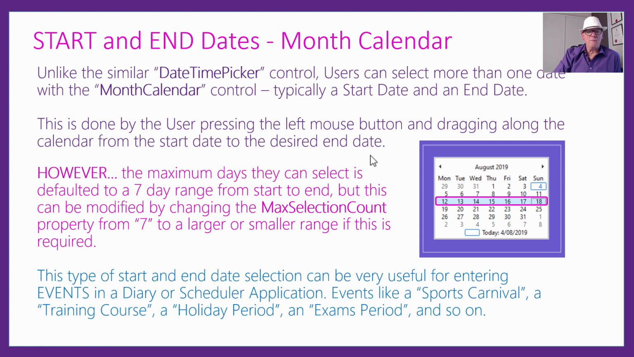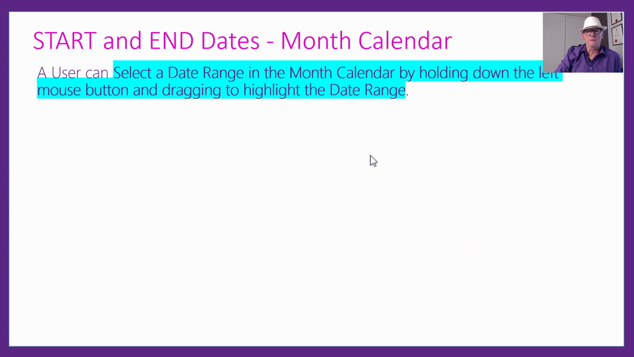All right, so this type of start and end date selection is useful for, like, if they want to enter events in a diary, so say a holiday period, or maybe when a long weekend holiday period is. Students might want to enter the exams period of when all of their exams are occurring. Maybe you're going off on a training course for 3 days and you want to put that into your calendar as a range where you've dragged your mouse across those 3 days to select them.